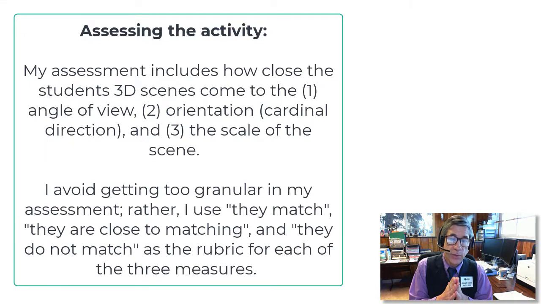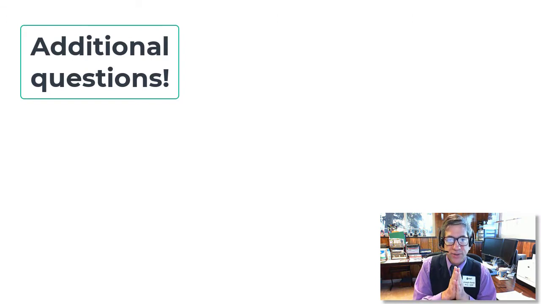Assessing this activity. My assessment includes how close the students' 3D scenes come to, number 1, angle of view, 2, orientation or cardinal direction, and 3, the scale of the scene. I avoid getting too granular in my assessment. Rather, I use they match, they're close to matching, and they do not match as the rubric for each of these 3 measures.